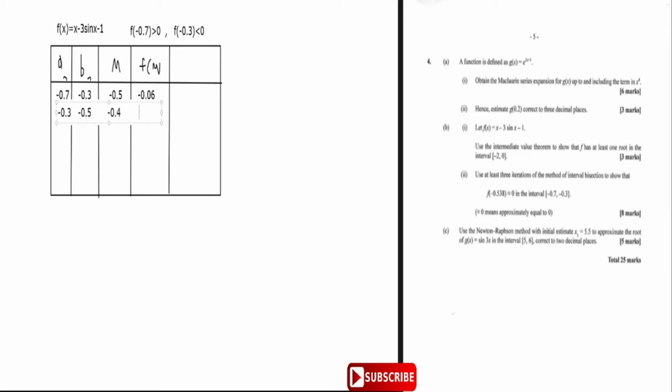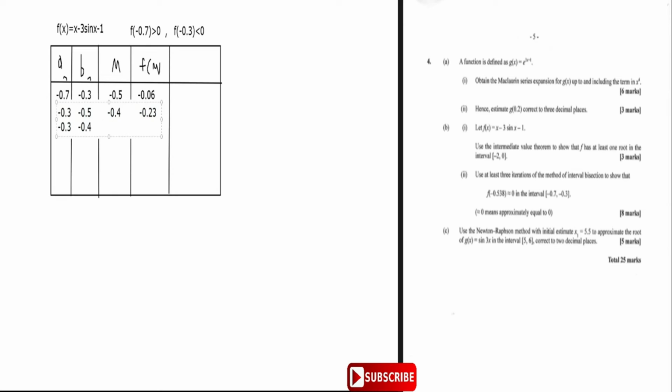All right, find out what is f of negative 0.4. So you have negative 0.4 minus 3 sine negative 0.4 minus 1, which is negative 0.23. We know that the midpoint lies between this and this, and we know that f of this is negative. And so now what that means is that the root lies between negative 0.3 and negative 0.4.